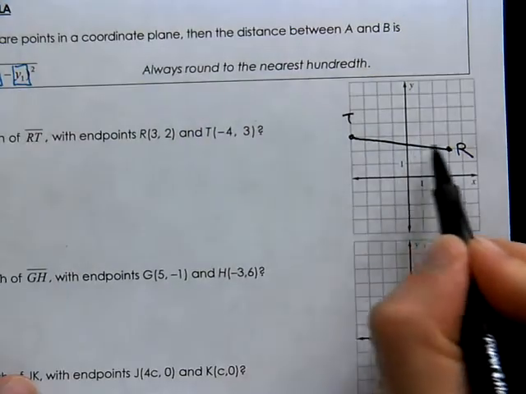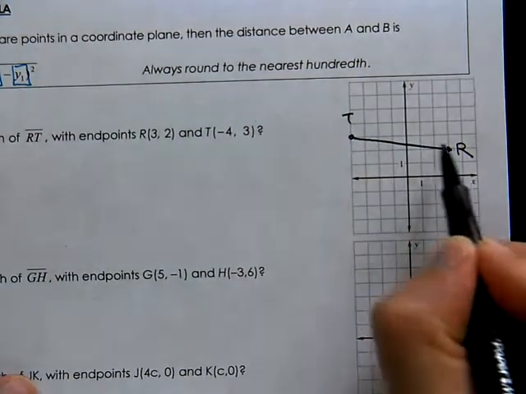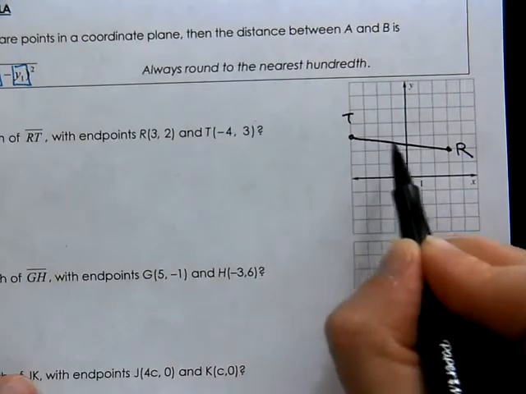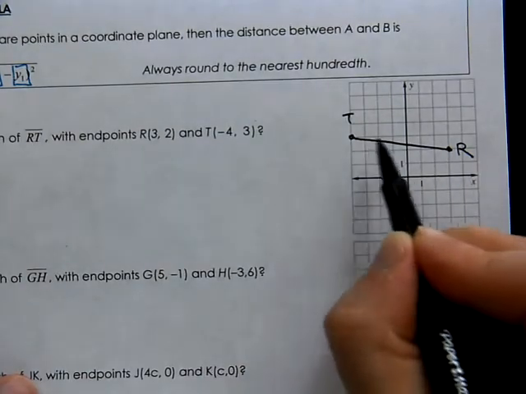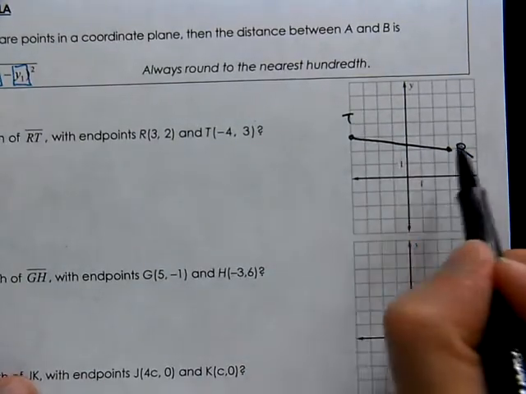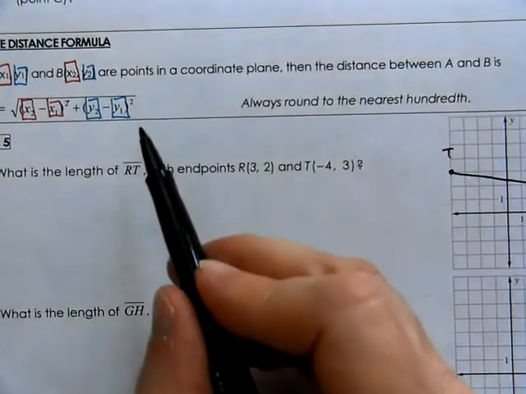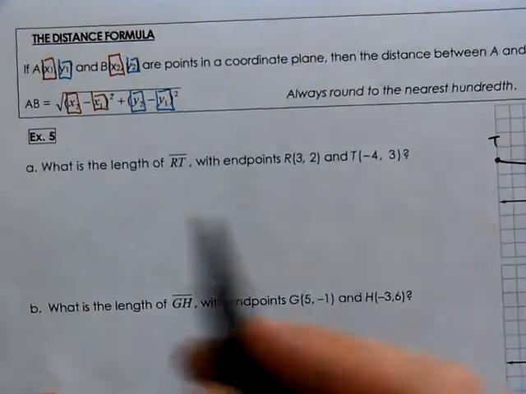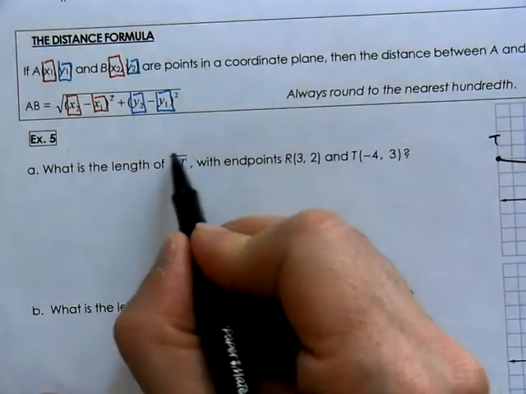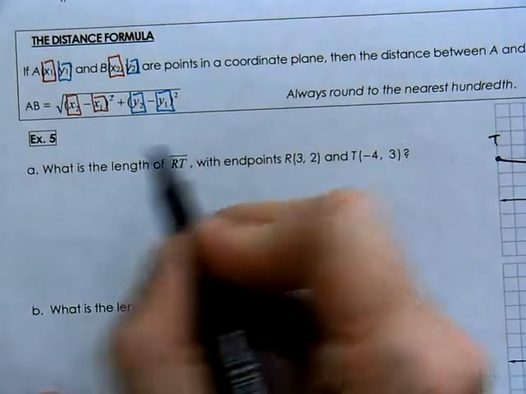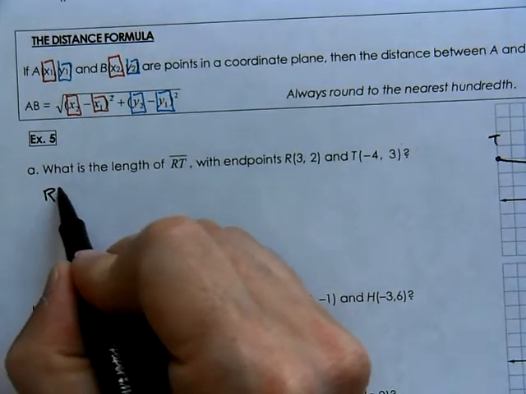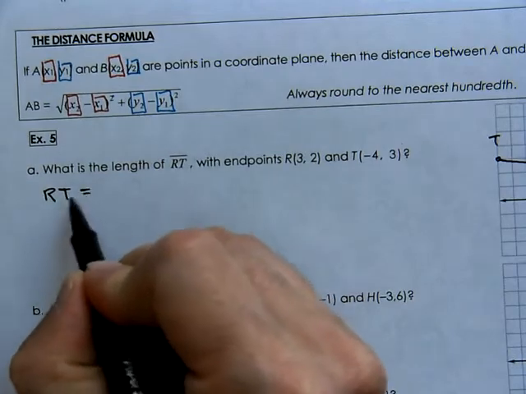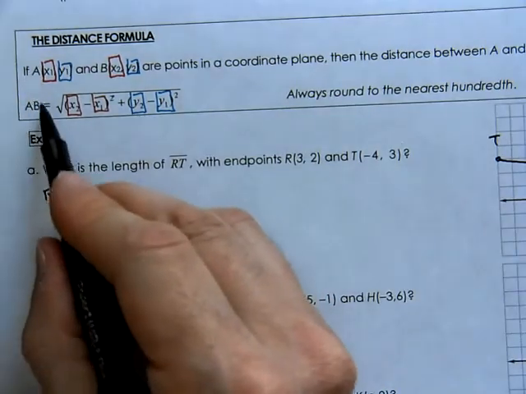Notice this is a slanted line. That means you cannot just count the distance. You cannot use the absolute value formula we saw on the previous page. No. If it's a slanted line, we must use this distance formula. Remember, with the bar, we're naming the segment. When we take the bar away from the letters, now we're talking about the length. And that's what you see set up here.